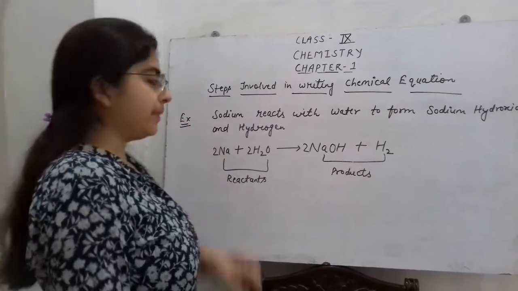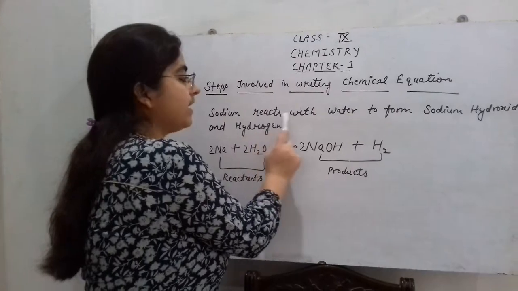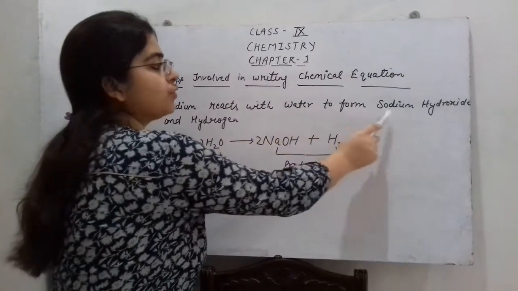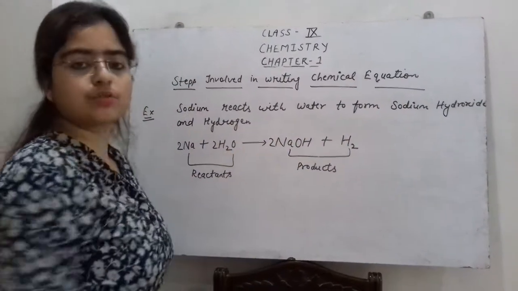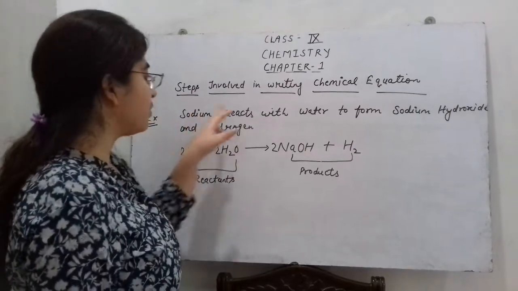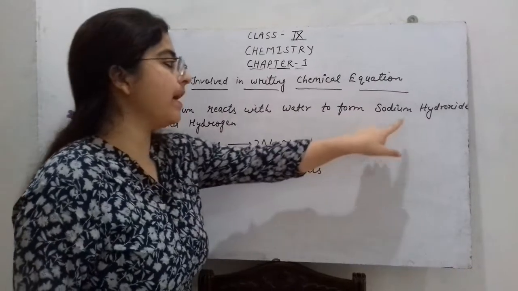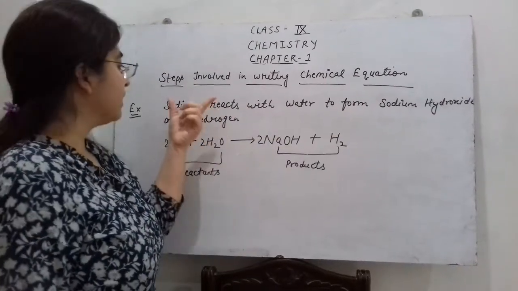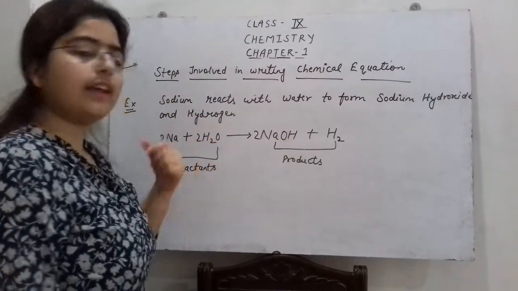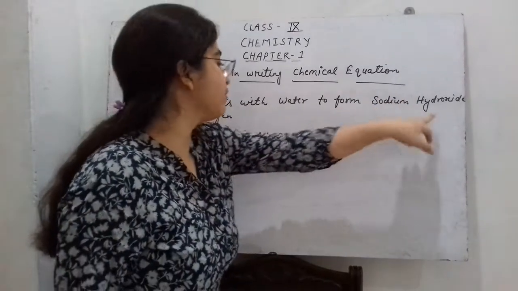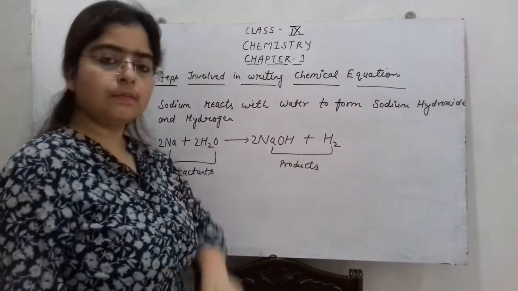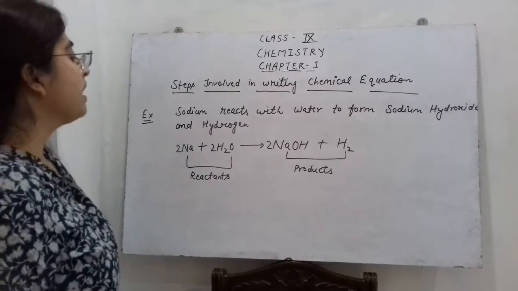Let's take one example. Sodium reacts with water to form sodium hydroxide and hydrogen. Here sodium is reacting with water to form sodium hydroxide and hydrogen. Therefore sodium and water are reactants and sodium hydroxide and hydrogen are the products formed.